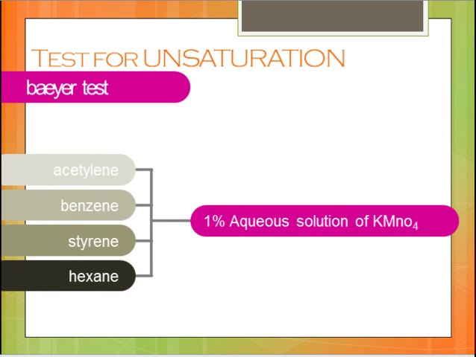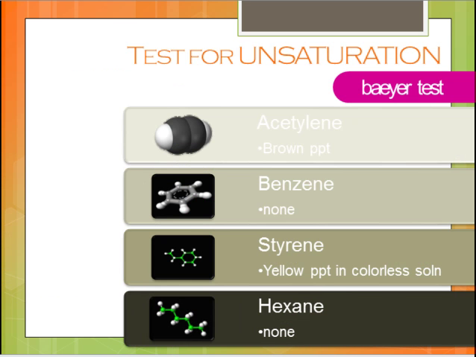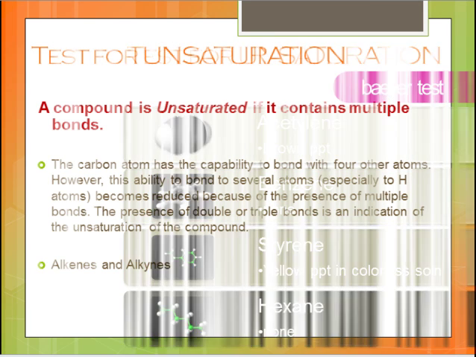Using the same set of reagents in the last test, we put a few drops of 1% aqueous potassium permanganate in each tube. The decolorization of potassium permanganate from purple to a lighter color and the formation of dark precipitate indicate a positive result. Our results in this test are similar to the ones with a 2% bromine solution, with acetylene and styrene showing positive results and negative for both benzene and hexane.